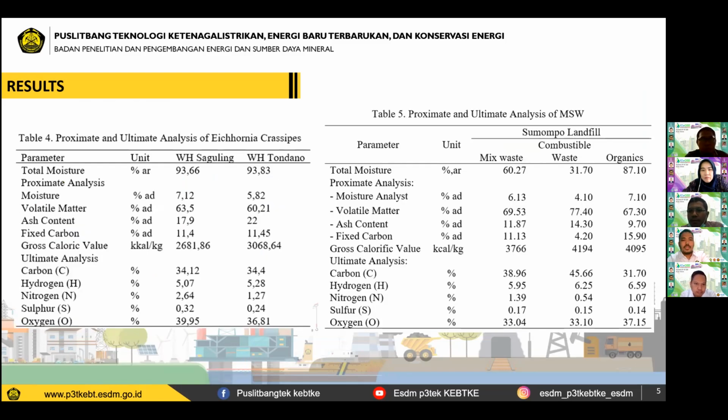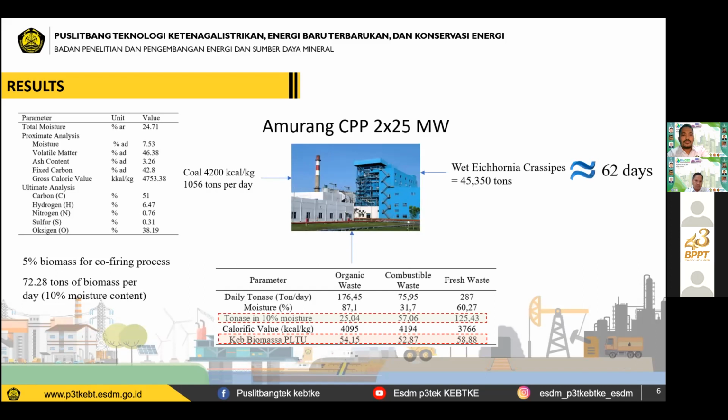Now we can see from the table that the water content in Eichhornia crassipes and municipal waste is still relatively high. Okay, Eichhornia crassipes has moisture of about 90%, and municipal waste is around 60%. The high moisture will cause the low calorific value of biomass.